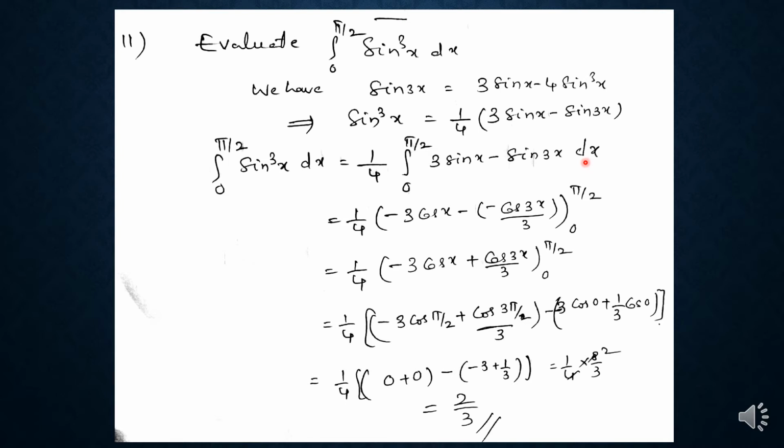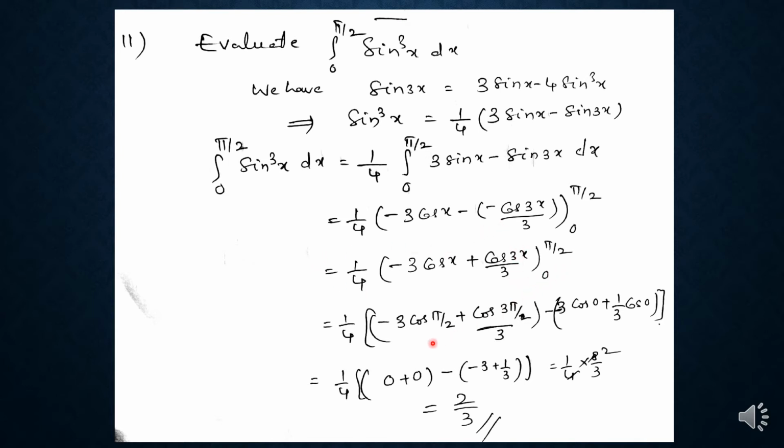So 1 by 4 into integral 3 sin x dx. Integral sin x dx is minus cos x. So minus 3 cos x, minus integral sin 3x dx. Integral sin ax dx is minus cos ax by a. So integral sin 3x dx is minus cos 3x by 3, from 0 to pi by 2. Now by simplifying this, what will we get? 1 by 4 into minus 3 cos x minus into minus plus cos 3x by 3 from 0 to pi by 2.